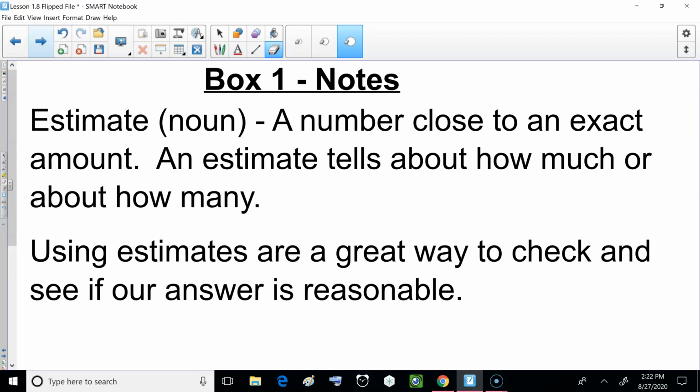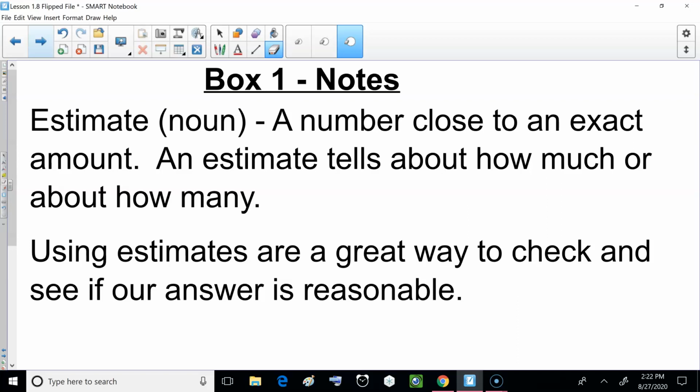Box 1, estimate. What does the word estimate mean as a noun? It's a number close to an exact amount. An estimate tells about how much or about how many. So when we estimate, we're not looking for the exact answer, but we're looking for a number that's close.